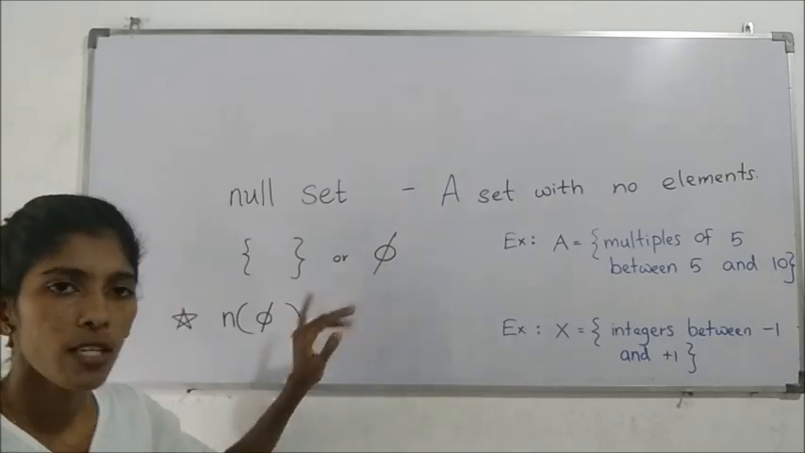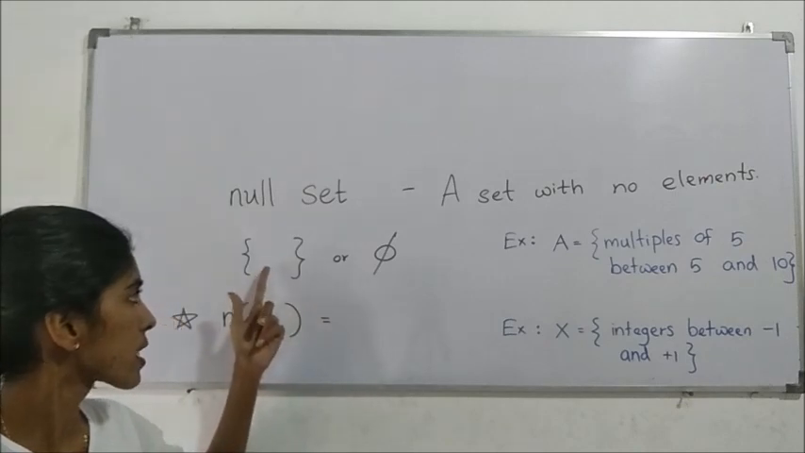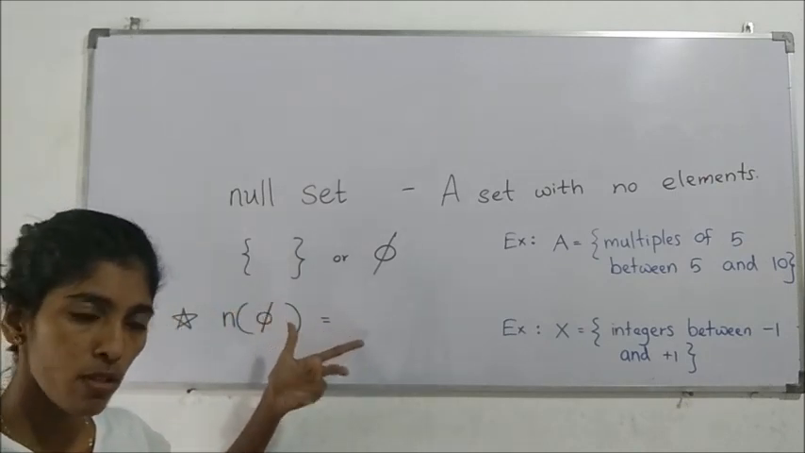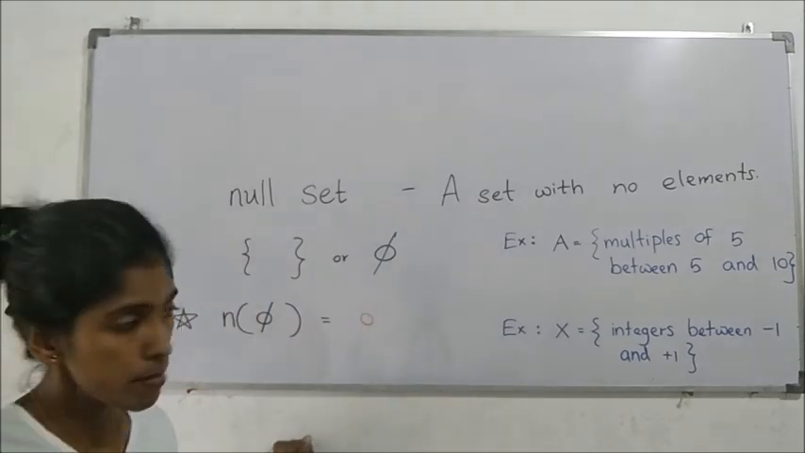Then what can you tell about the number of elements in any null set? Are there any elements you can see here? No, empty curly brackets, no. That means the number of elements must be 0, no elements.